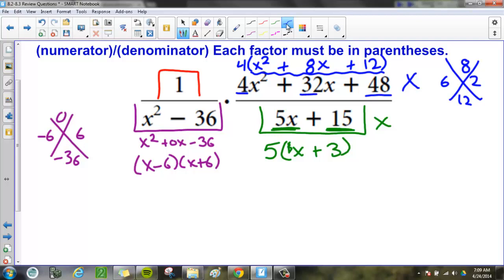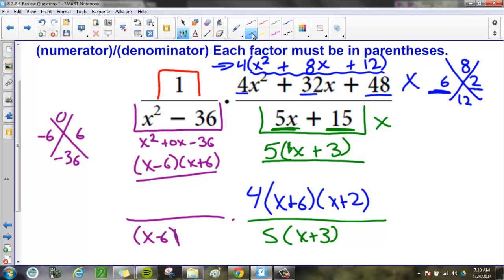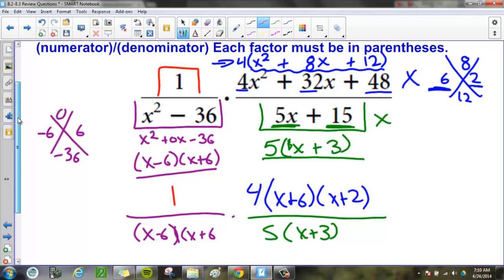So if I rewrite everything, I'm going to start with this blue because it's fresh in my head. I have my 4 from before, right? This 4 right here. Then when I factored, I had this 6, so x plus 6, and then I have x plus 2 right there. So that's factored. And then I have my 5 times x plus 3, that's from here. And then in my purple, I have my x minus 6, x plus 6, and then my red was just 1. Remember how hard that one was to factor?